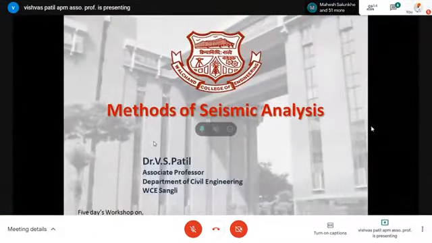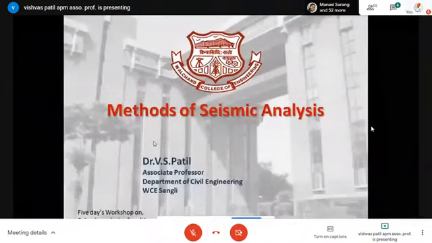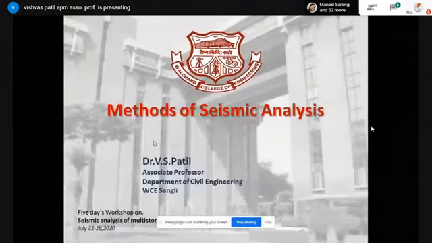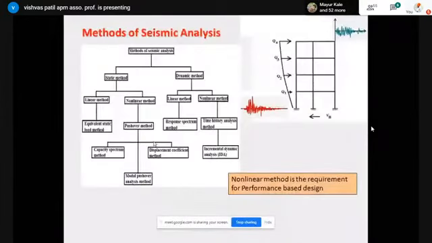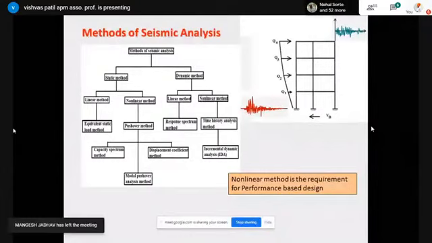I will just repeat this, as I forgot to share the screen. Today we are talking about the different nonlinear methods, static and dynamic. The question is, which method is preferred for seismic analysis? Preferably go for dynamic analysis, because dynamic analysis is the realistic method.